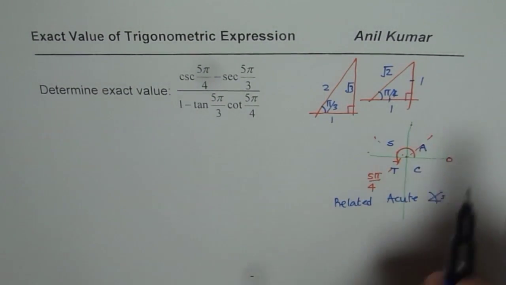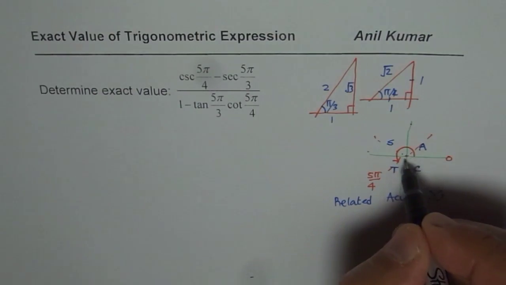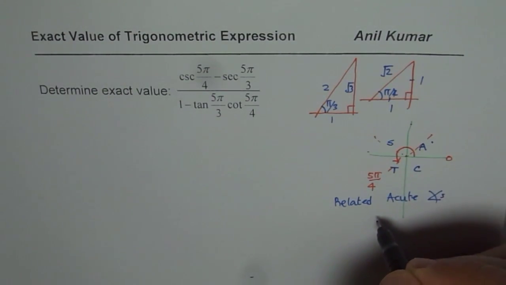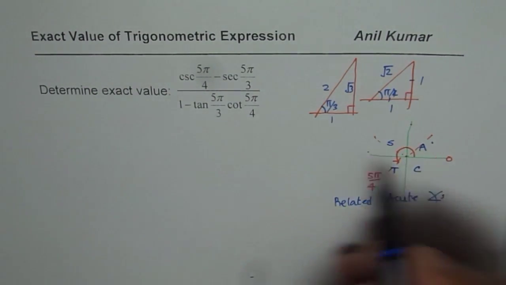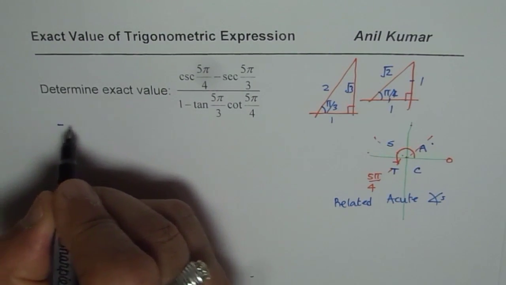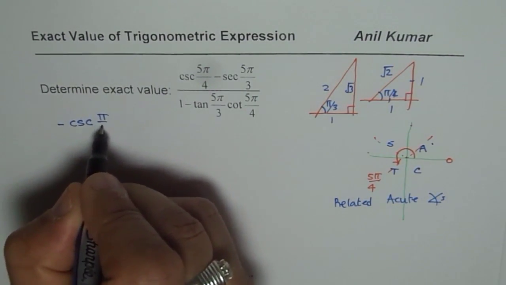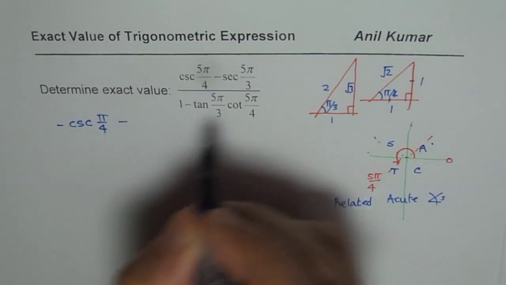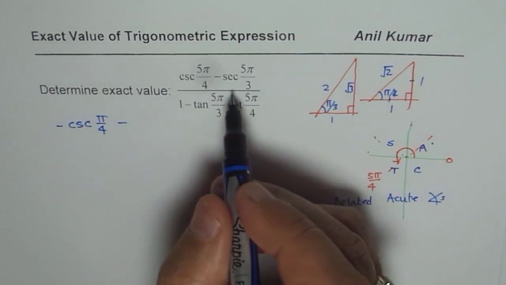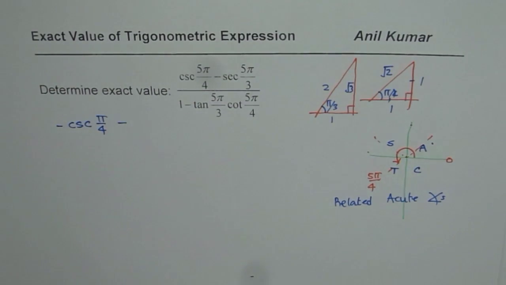Cosecant 5 pi by 4. So we're talking about this angle and we'll translate it into quadrant 1. Now cosecant is negative here, therefore we will write this as negative cosecant pi by 4. Okay. Minus secant. Secant is the reciprocal of cosine, and let us see where this number will land.